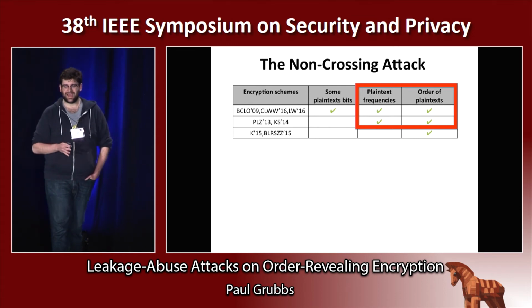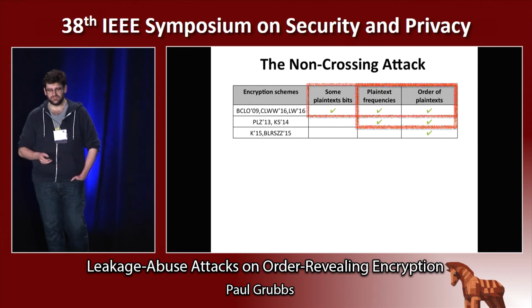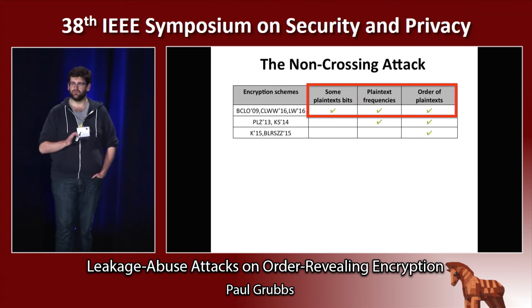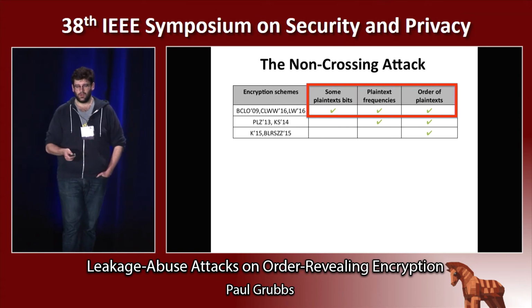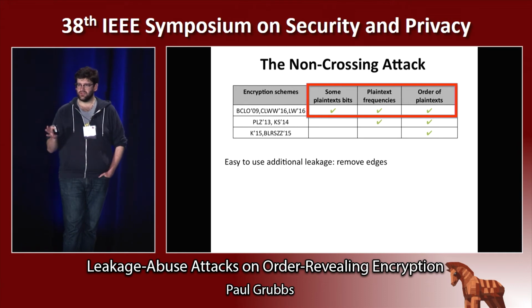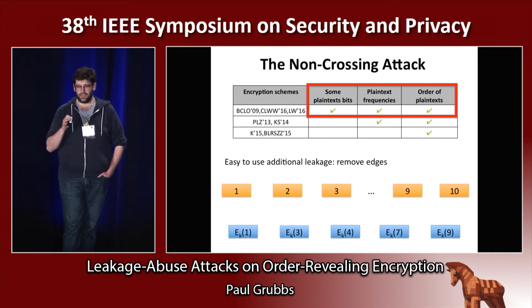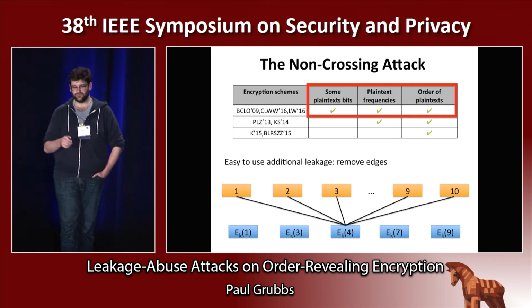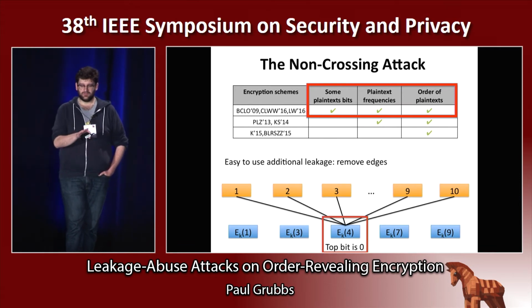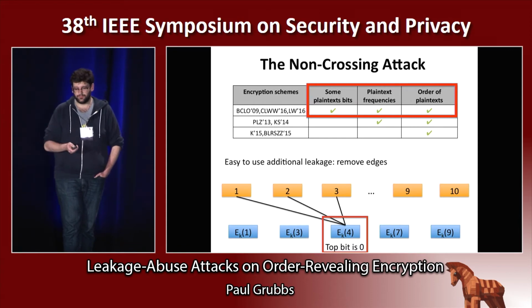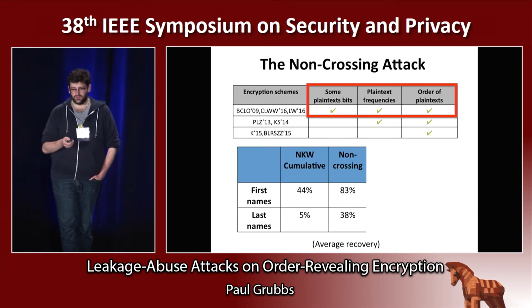Another advantage of this attack is that it makes it very easy to incorporate the additional leakage of some of the more efficient schemes that are used in practice. So what you just need to do is take your bipartite graph that you start out with and remove the edges that contradict the additional leaked bits of the plaintext. So for example, if you learn that the top bit of this particular ciphertext is 0, what you can do is just remove the edges that would map it to any auxiliary data whose top bit is 1. It's pretty simple.